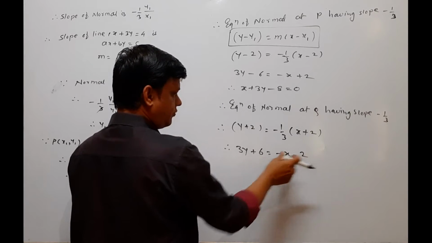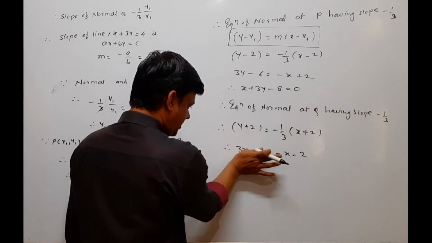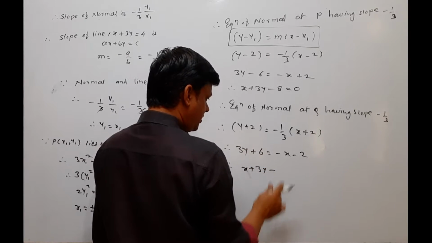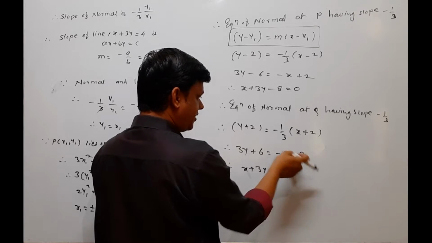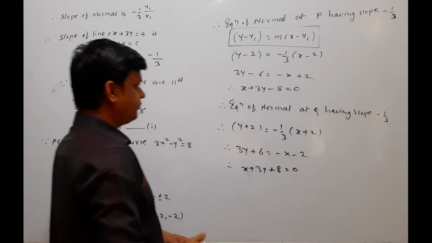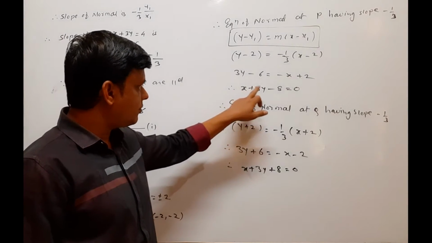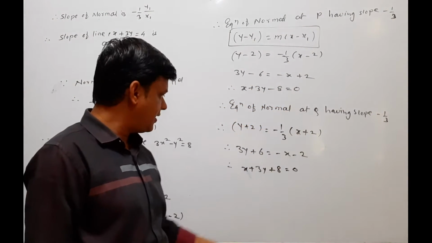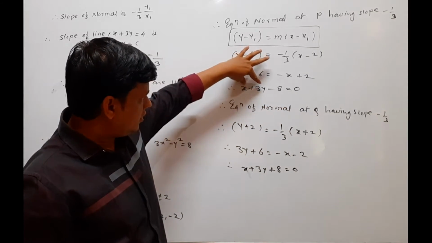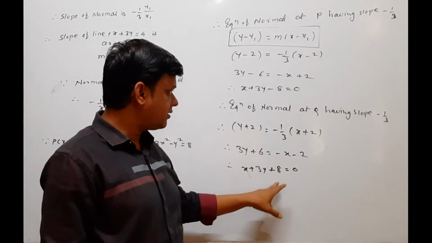Transfer both terms of RHS to left hand side. So right here plus x plus 3y plus 6. After transferring this minus 2 to left hand side, we get plus. So we write here plus 8 equals to 0. Now if you observe the equations, we get the equations x plus 3y minus 8 equals to 0, and here x plus 3y plus 8 equals to 0. That means these two terms are same, and this minus 8 changes to plus 8.